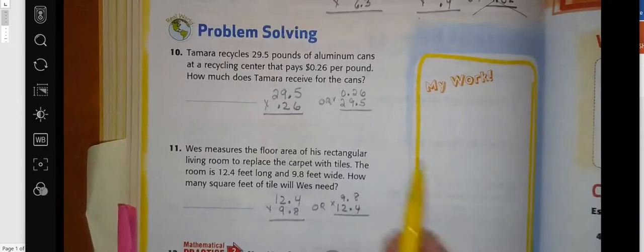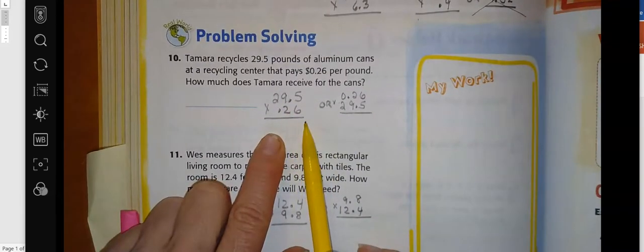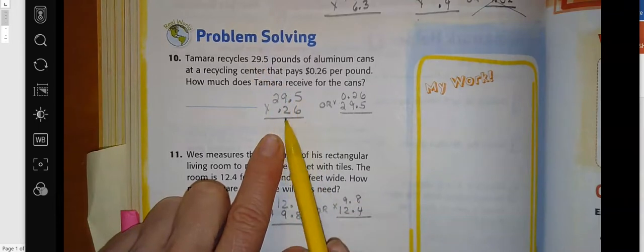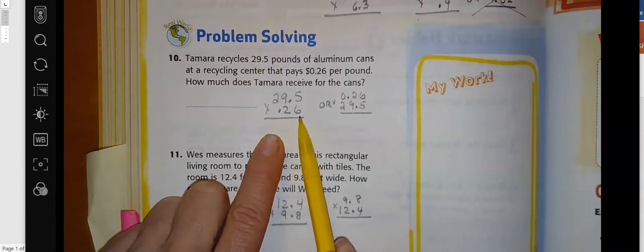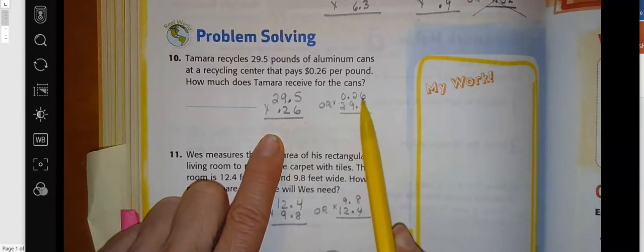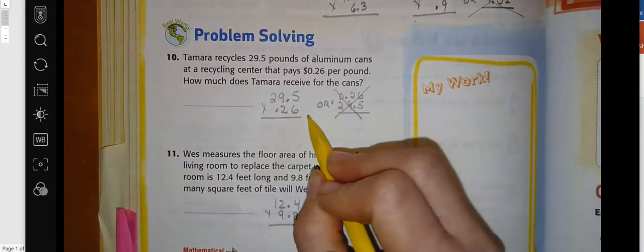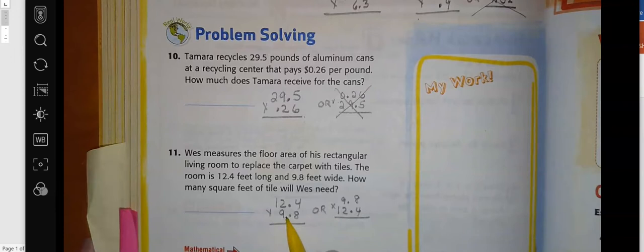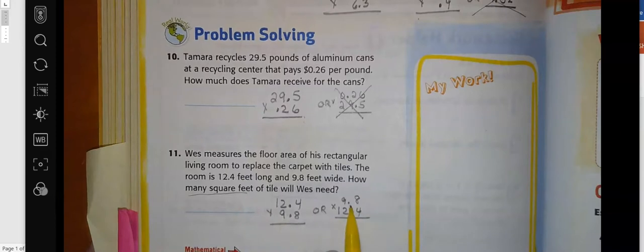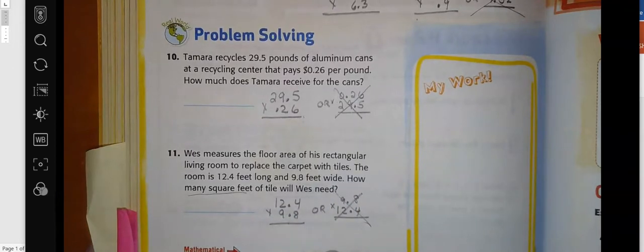Number 10, which way should you set it up? 29 and 5/10 on top and your 26 cents on bottom, or 26 cents on top and 29 and 5/10 on the bottom? Like so. Number 11. Remember, anytime we're talking about square feet or area, we are going to multiply. In this case, do you want the 9 and 8/10 on top or the 12 and 4/10 on top? It should look like this to do the work.